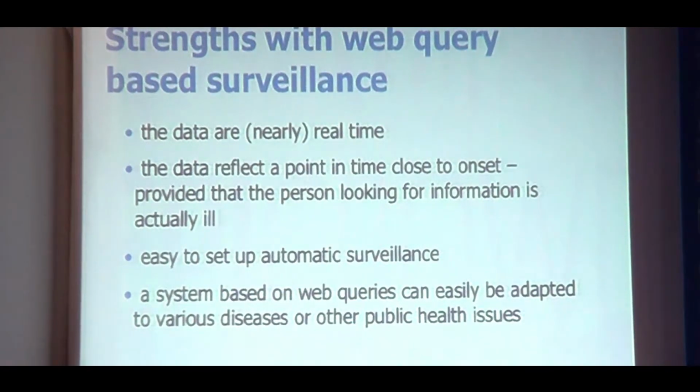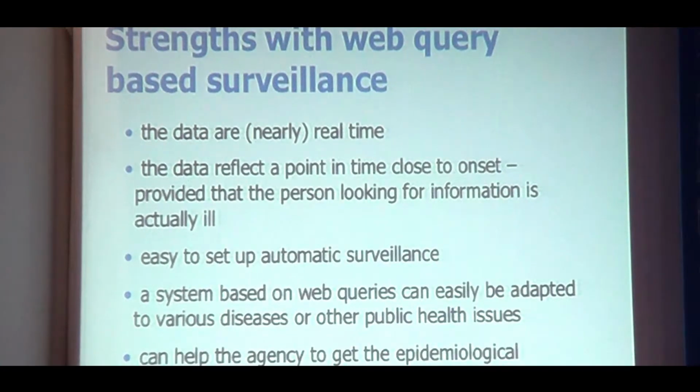And finally, a system that is based on web queries can easily be adapted to various diseases or other public health issues, because we have all the information that one potentially could want to look for. And this last thing is something that I never thought about when I started to work with this data source, and that is that it can help the agency to get a logical message through.